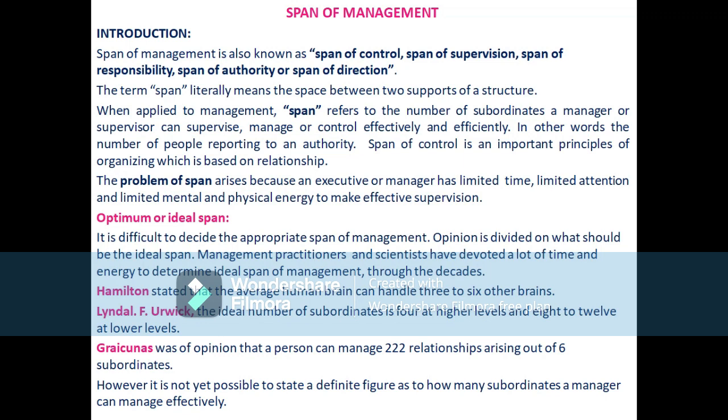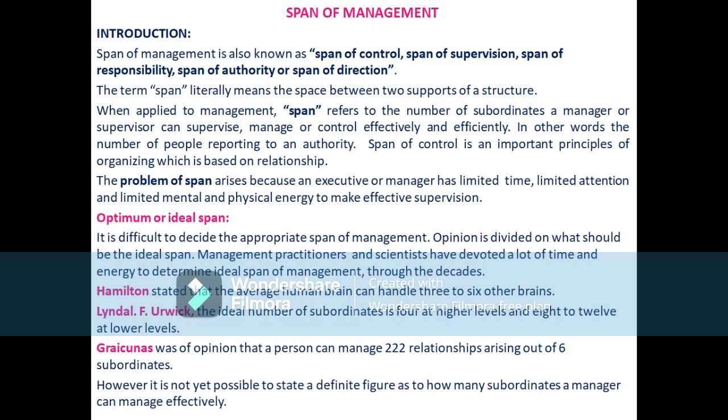And coming to management, how can we define span when applied to management? Span refers to the number of subordinates a manager or supervisor can supervise, manage and control effectively and efficiently. In other words, it is the number of people reporting to an authority. Span of control is an important principle of organizing, which is based on relationships. In the introduction I said that span of management is studied under the concept of organizing, so the base for organizing is the span of management, which is again based on relationships.